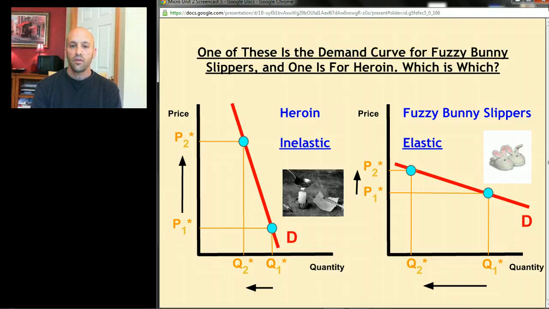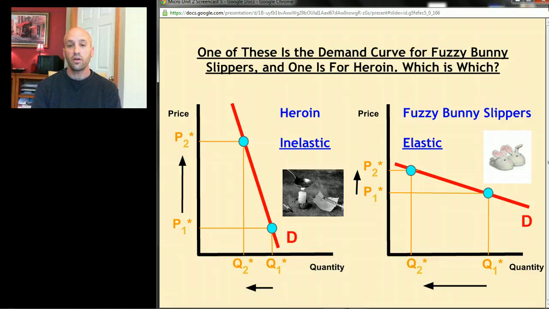All right. The graph on the left might be the demand curve for something like heroin. That might make sense, right? People are addicted to heroin. So if you raise the price of heroin a lot, we're probably not going to see the quantity go down that much. People need to get it. On the other hand, no one on earth needs fuzzy bunny slippers. And so if you raise the price of fuzzy bunny slippers, you might see a large decrease in the quantity bought because people will buy other kinds of slippers. I have bear slippers.